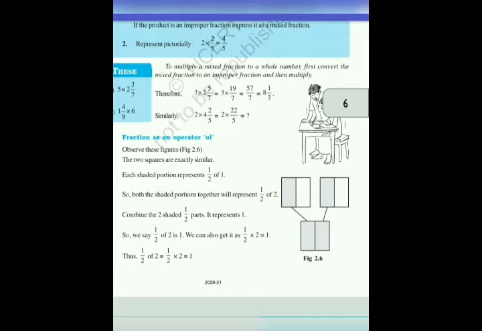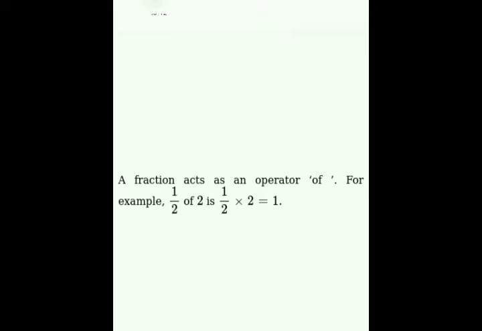Next topic is fraction as an operator 'of'. Here 'of' represents multiplication. Now we can see the example. A fraction acts as an operator 'of'. For example, 1 by 2 of 2. Here 1 by 2 is multiplied with 2. So we can easily cut 2 from numerator and denominator, and our answer becomes 1. So here 'of' represents multiplication.